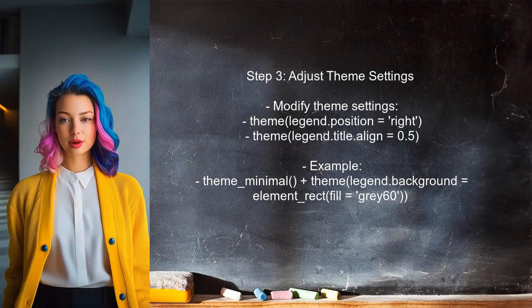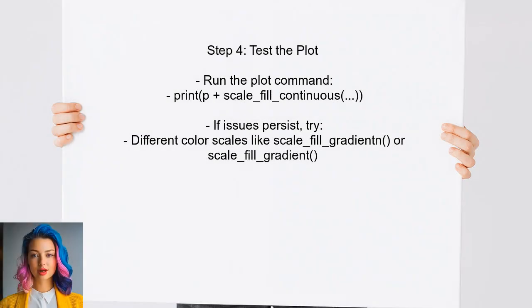After setting the limits and breaks, the user should adjust the theme settings. This can help improve the visibility of the legend and ensure it is properly aligned. Finally, the user should test the plot to see if the changes have resolved the issue. If the color bar still appears truncated, they may need to experiment with different color scales or themes.